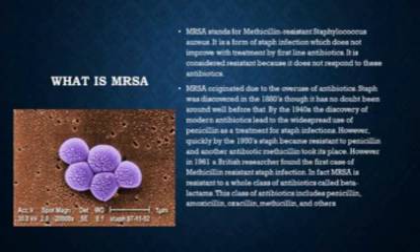MRSA originated due to the overuse of antibiotics. Staph was discovered in the 1880s, though it has no doubt been around well before that. By the 1940s, the discovery of modern antibiotics led to the widespread use of penicillin as a treatment for staph infections. However, by the 1950s, staph became resistant to penicillin and other antibiotics. Methicillin took its place. By 1961, a British researcher found the first case of methicillin-resistant staph infection.